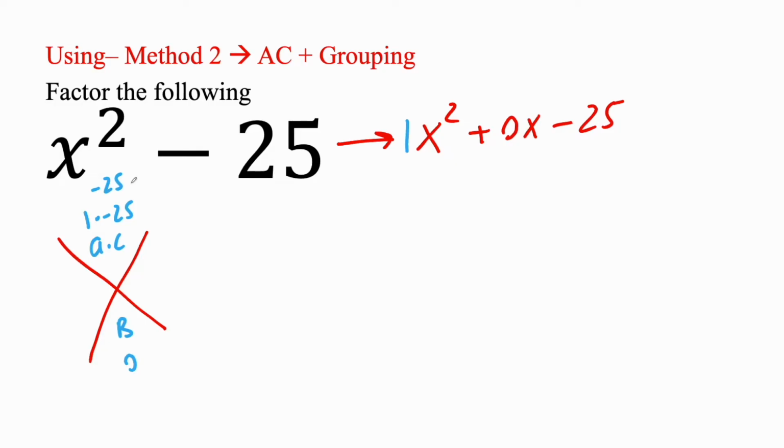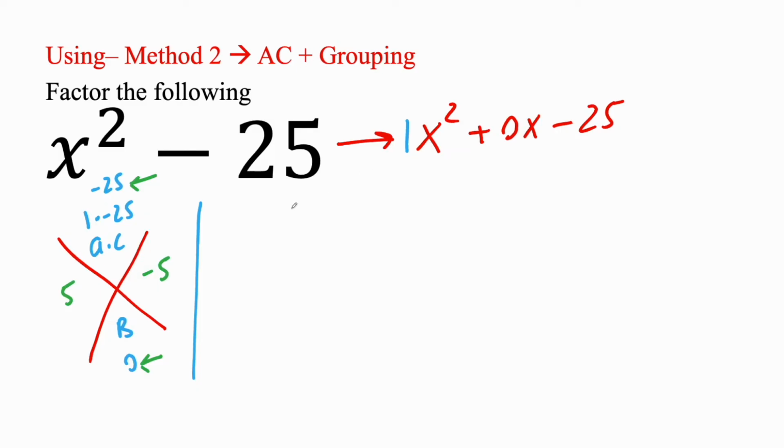And so at this point we think to ourselves, what two numbers multiply to give us negative 25, but add to give us 0? There's only one combination that will satisfy this goal. It's going to be 5 and negative 5. Now this method is called AC plus grouping. So in a way this is like the AC part. Now we're going to see the grouping part.